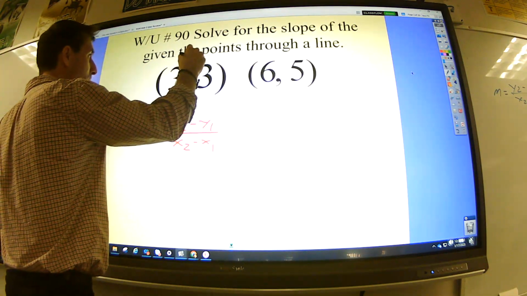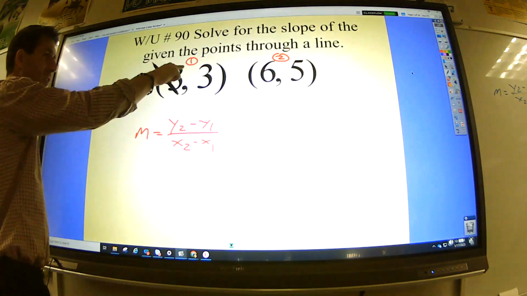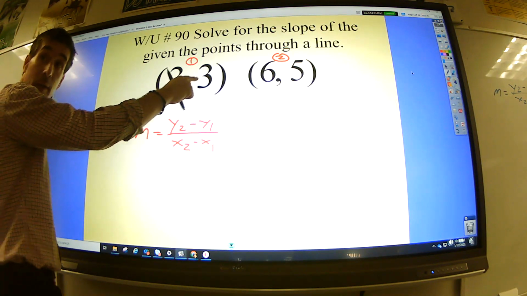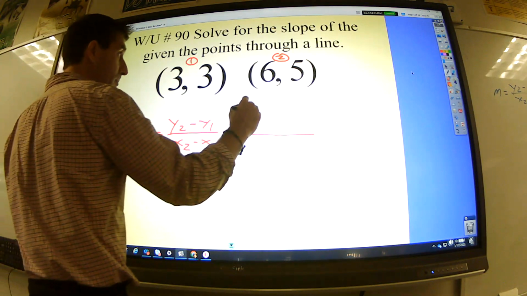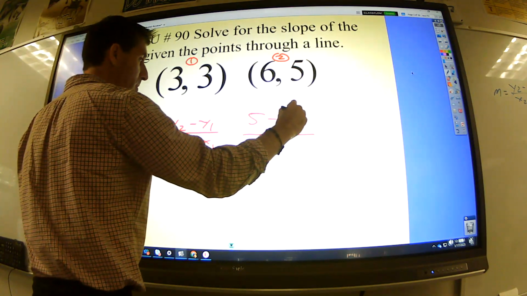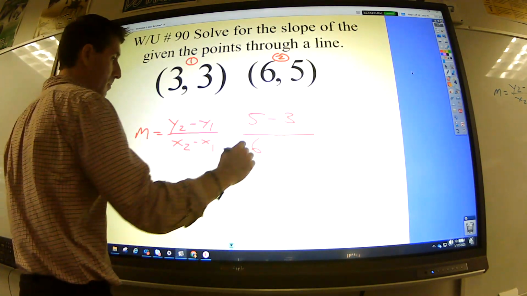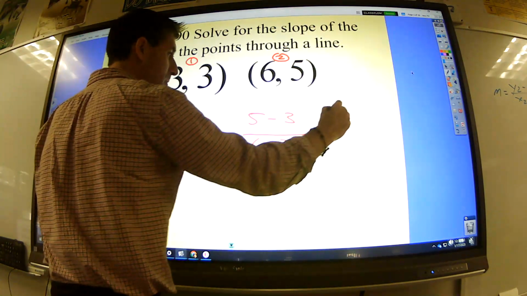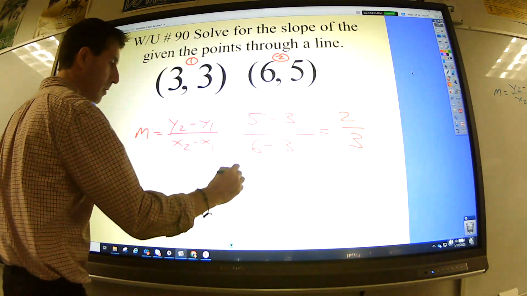Now you can pick any point. Let's call this point 1 and call this point 2. You can switch them around, but if you label this point 1, this is x1, this is y1, right? This is x2, this is y2. So, y2 is 5, y1 is 3, x2 is 6, x1 is 3. 5 minus 3 is 2. 6 minus 3 is 3.